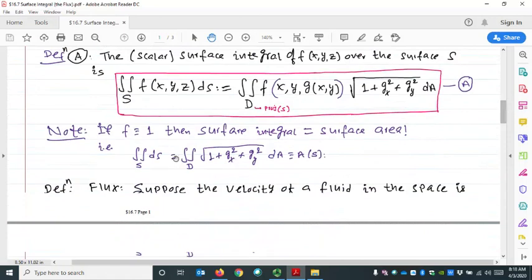Quick note, if our little f is constant 1, then the surface integral becomes the surface area. That is, the double integral of f, which is 1, dS equals the double integral over D, this is 1, so the radical 1 plus g_x squared plus g_y squared dA is simply the area of the surface.